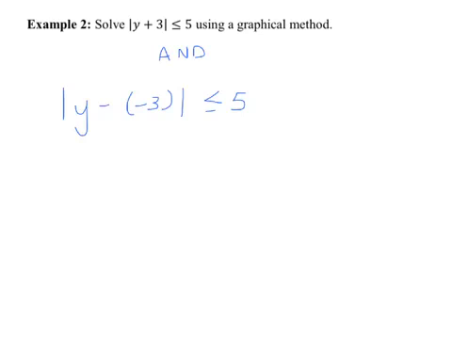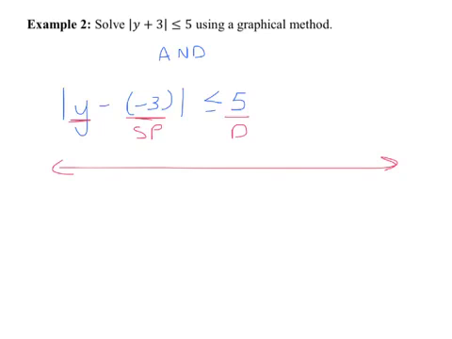And now it's clear that this is a and this is b. So we start at negative 3. That's our starting point. And we deviate a value of 5 left and right. Deviating 5 to the right, we get to 2. Deviating 5 to the left, we get to negative 8.